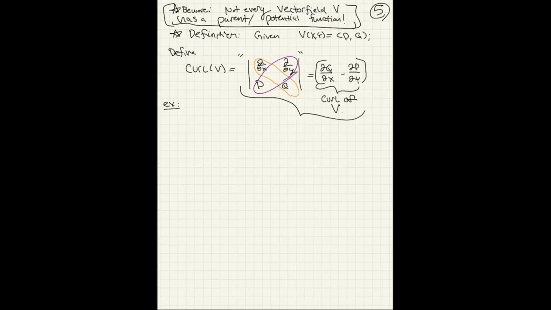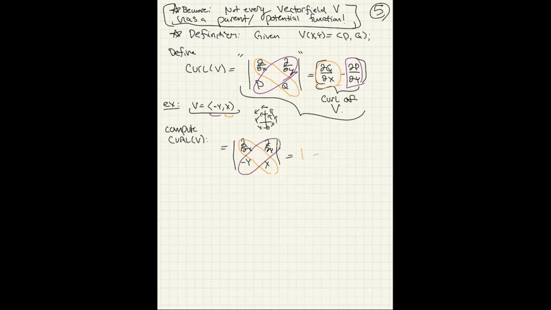All right, so example: if V is that rotational vector field, this was minus y comma x, and I'll draw it really quickly. It's the hurricane from above. Compute the curl of V. I'll set up a determinant, partial x, partial y, and this was my P, that was my Q. So we've got negative y and x. I take the x derivative of x, which gives me 1, and I subtract the y derivative of negative y, which gives me negative 1. And this gives me constant 2.